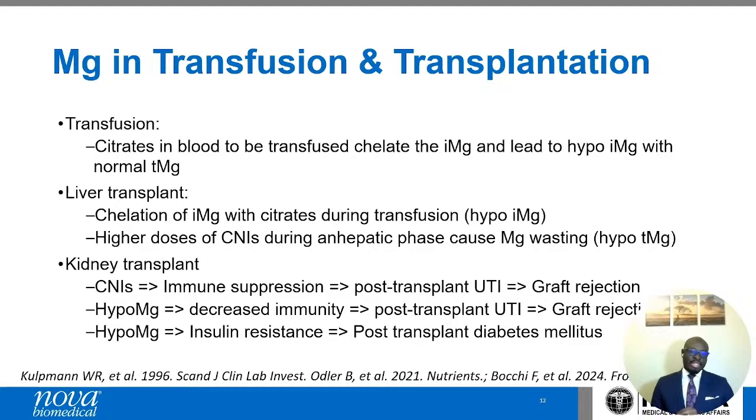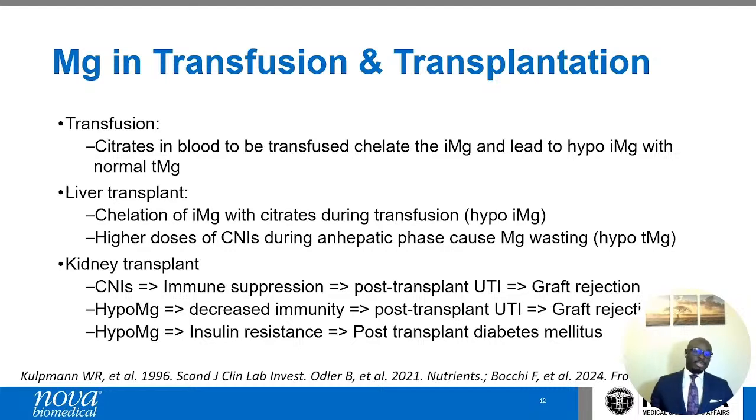Now, while this happens during transfusion, the same thing happens during transplant surgeries, because during these surgeries, most of the time, these patients are transfused with blood. But in addition to this, there are certain immune suppressive drugs such as calcineurin inhibitors, which can lead to magnesium wasting, further exacerbating the low magnesium levels or low ionized magnesium levels in these patients.